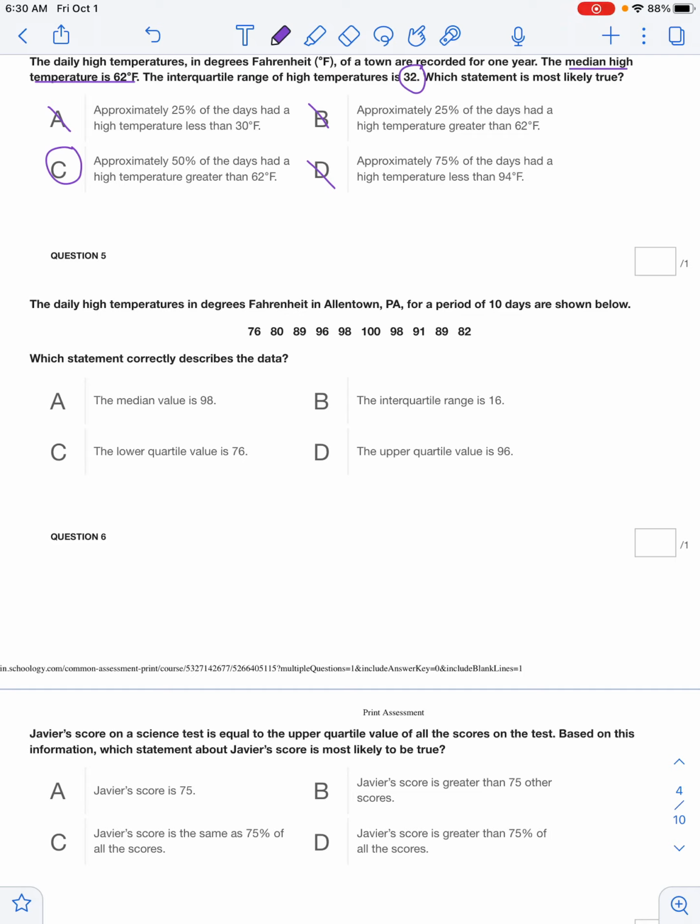We've got to list our data from least to greatest: 76, 80, 82. Sometimes you might be able to use process of elimination before skipping straight to having to calculate the 5-number summary. But in this case, we've just got to go ahead and do the 5-number summary. We won't be able to answer the question without it.